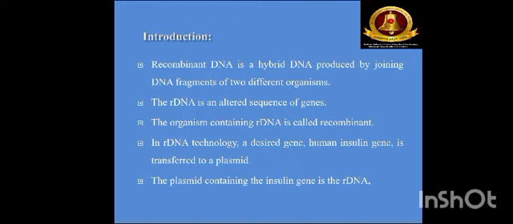In recombinant DNA technology, a desired gene, for example, the human insulin gene, is transferred to a plasmid. The plasmid acts as a vector. It is a double-stranded extrachromosomal DNA present in prokaryotes. The plasmid containing the insulin gene is the recombinant DNA.